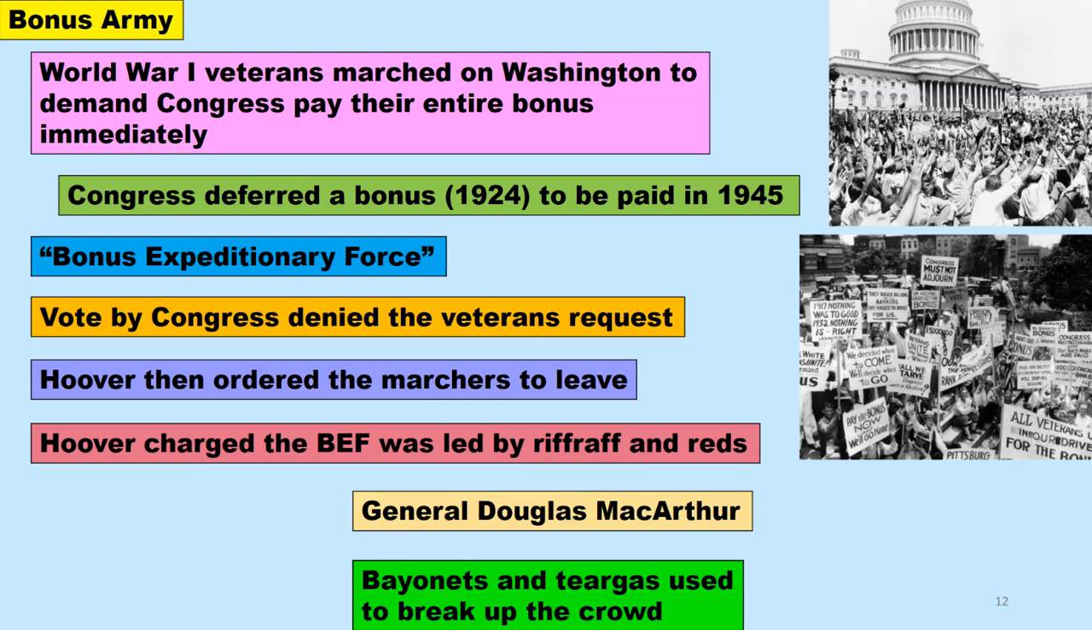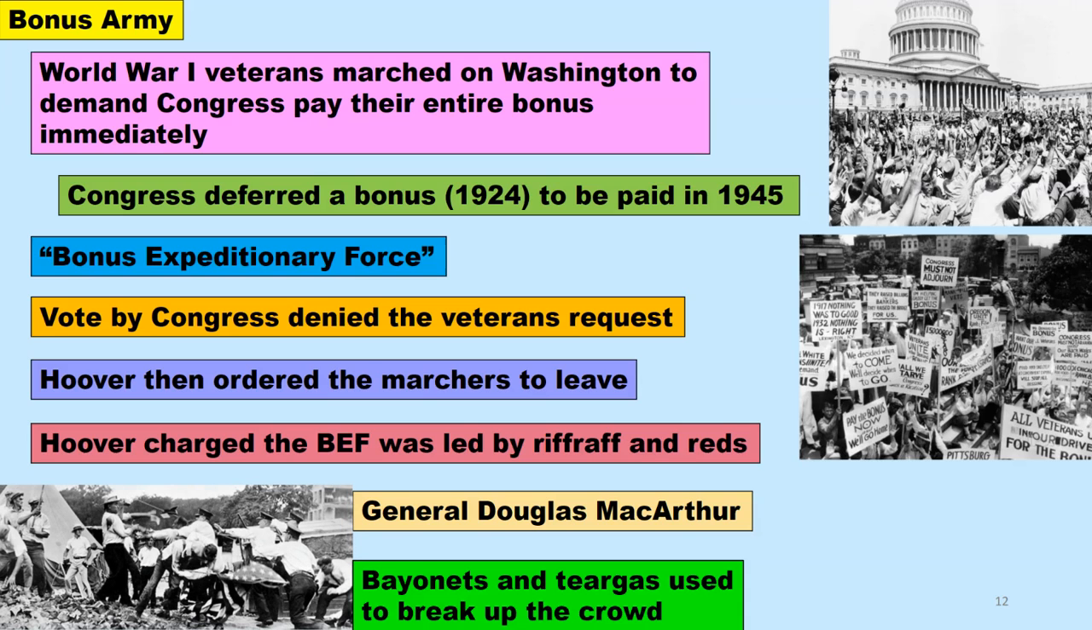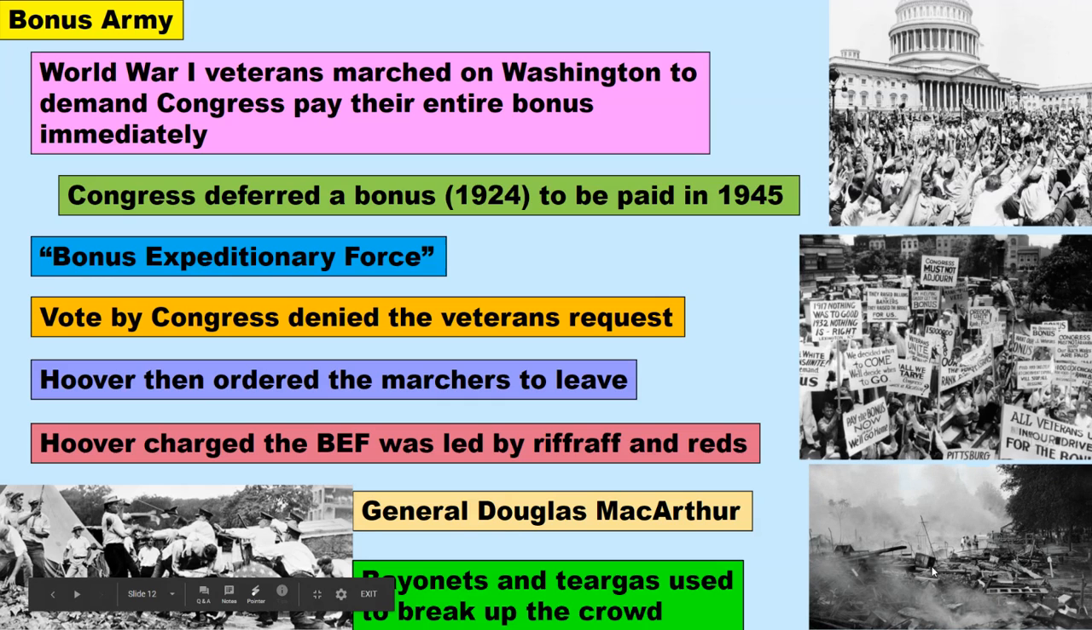Bayonets are going to be used, tear gas is going to be used. Here you can actually see them fighting with these veterans. And here you can see their tent town burned. Some people actually were killed, including a baby during this. And so this is bad PR. By the way, this was during an election year.